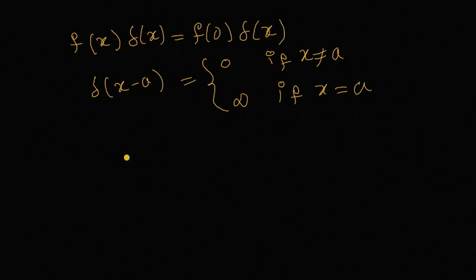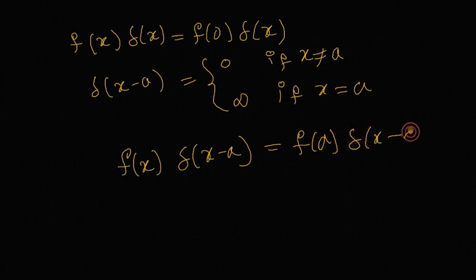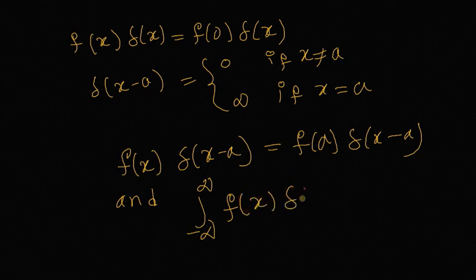Again, f of x into del of x minus a becomes f of a del of x minus a, and the integration from minus infinity to infinity of f of x del of x minus a dx gives us the value f of a. These are the properties of the Dirac delta function.